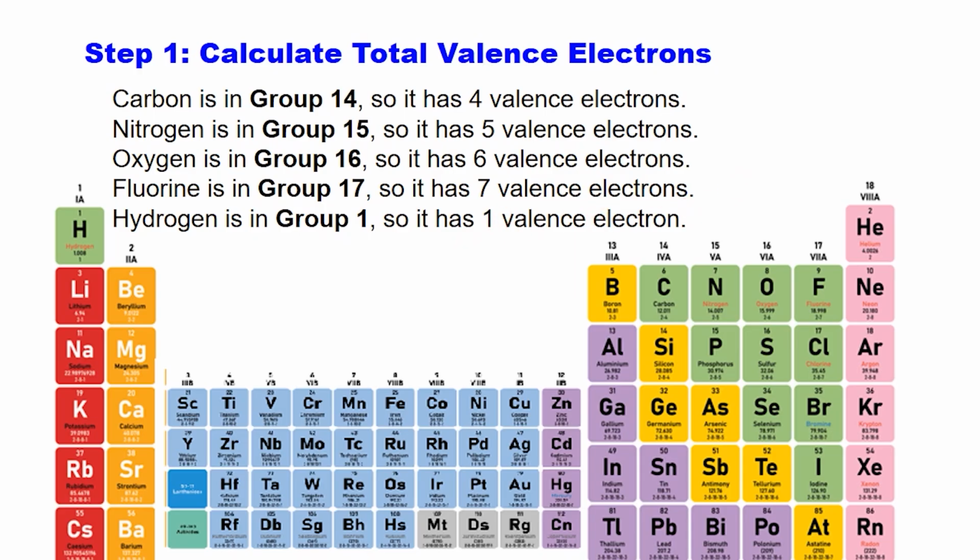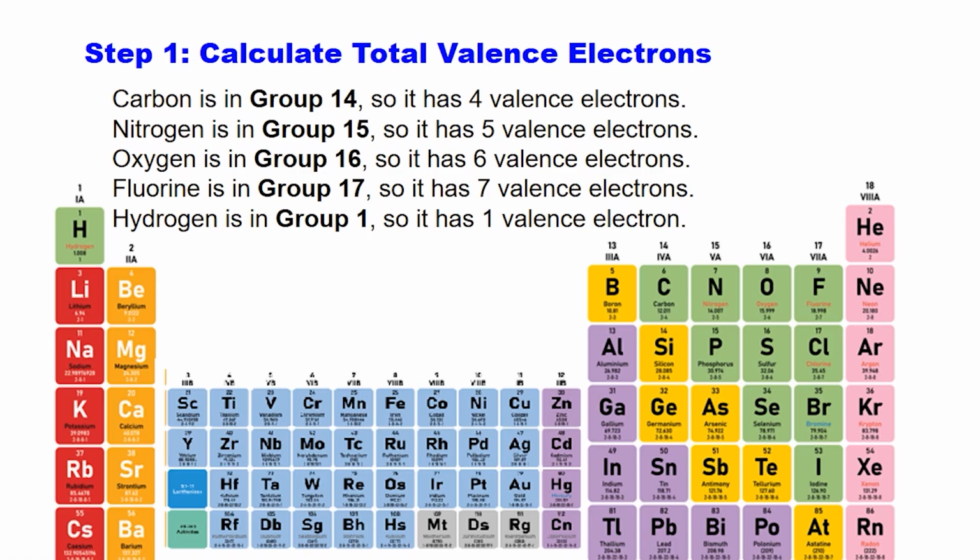Once we know the valence electrons for each atom, we simply add them up. And if we're dealing with an ion, we also need to adjust for the charge, adding an electron for a negative charge or subtracting one for a positive charge. Knowing the total number of valence electrons is critical because it tells us exactly how many electrons we have to place in the Lewis structure. Every bond and lone pair we draw will come from this total.